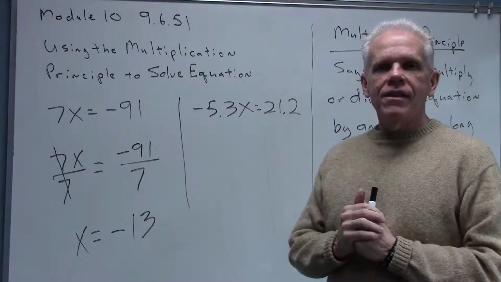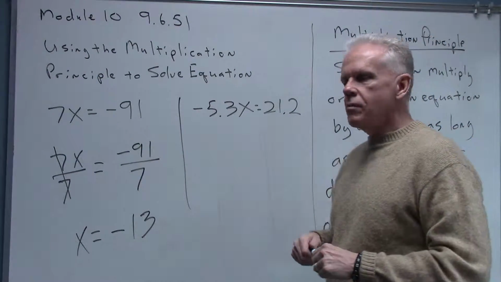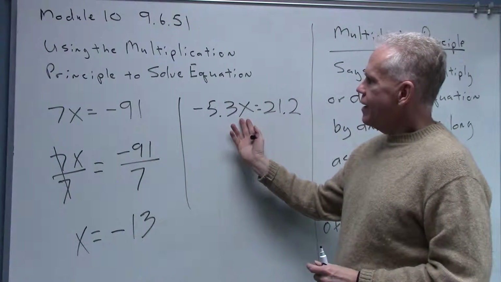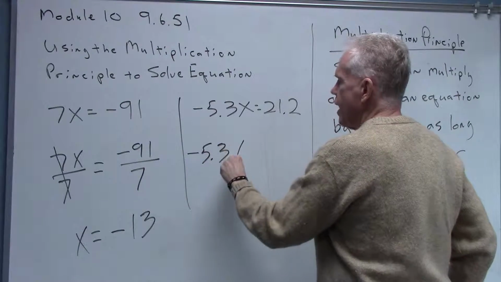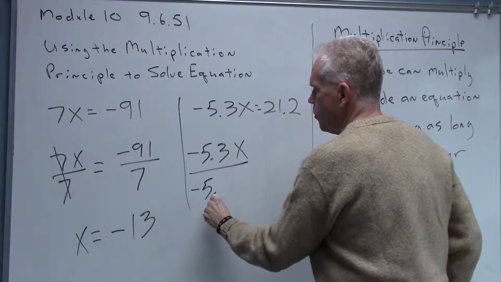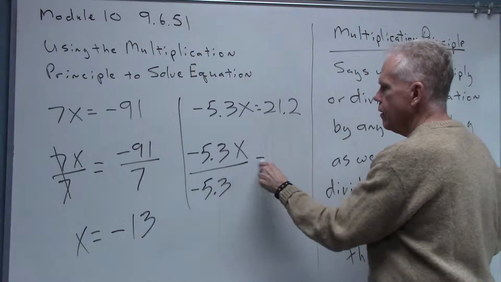Hey, welcome back. I'm glad that you were able to get this problem worked. I hope you were able to do it with no trouble at all. What we understand here is we'd like to get the x by itself. The negative 5.3 is actually multiplied by the x. So let's divide by negative 5.3, and that'll make the negative 5.3 cancel out.